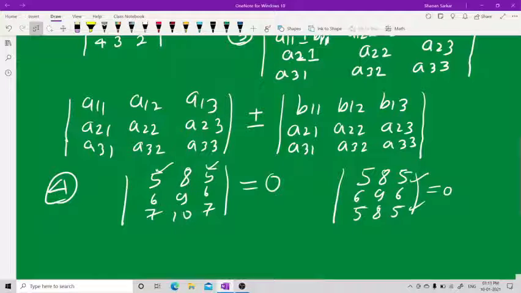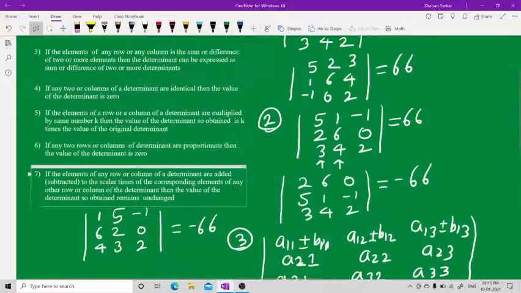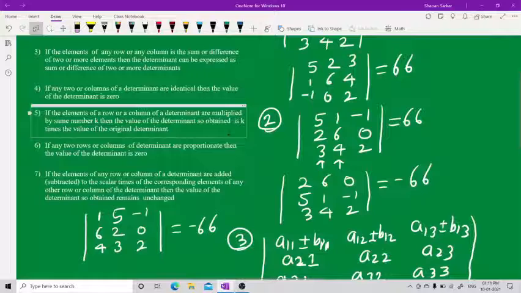Let us now see the next property, the fifth one. The fifth one says that if the elements of a row or a column of a determinant are multiplied by the same number k, then the value of the determinant so obtained is k times the value of the original determinant.